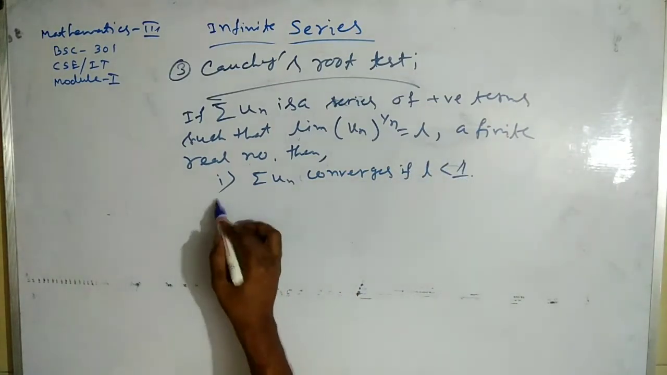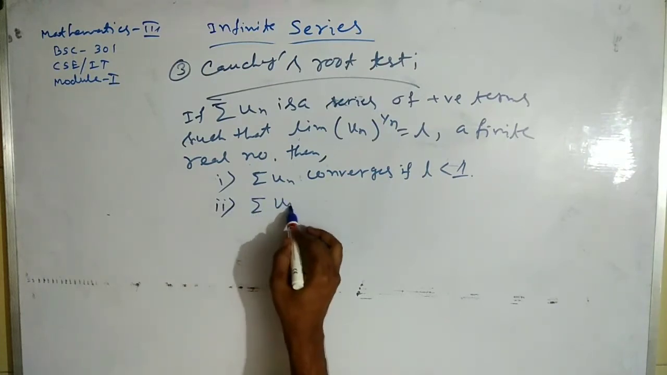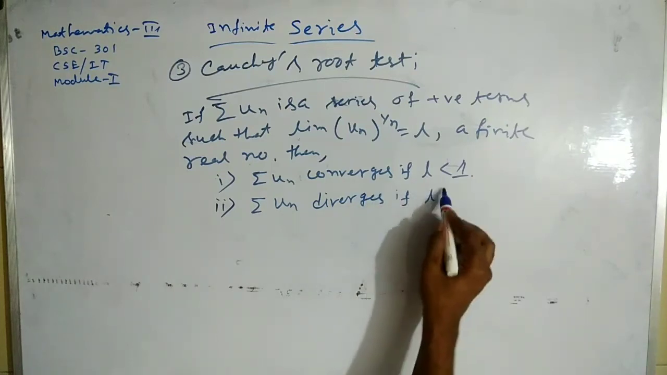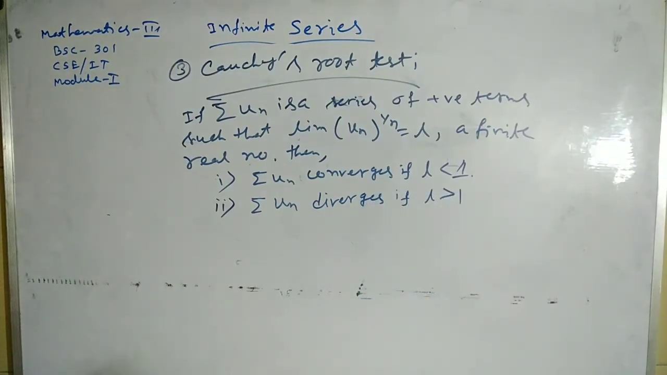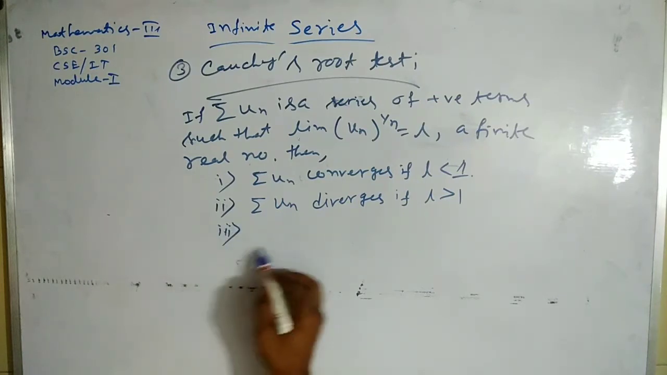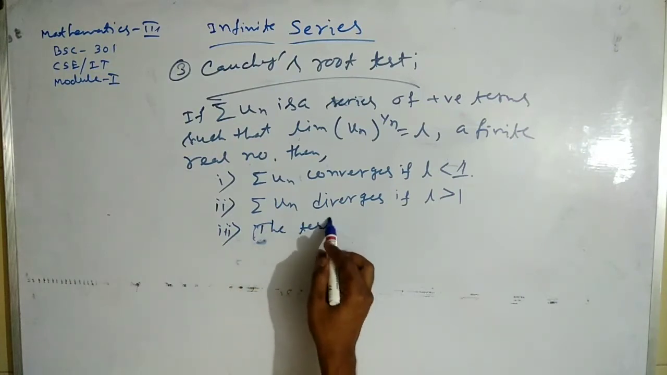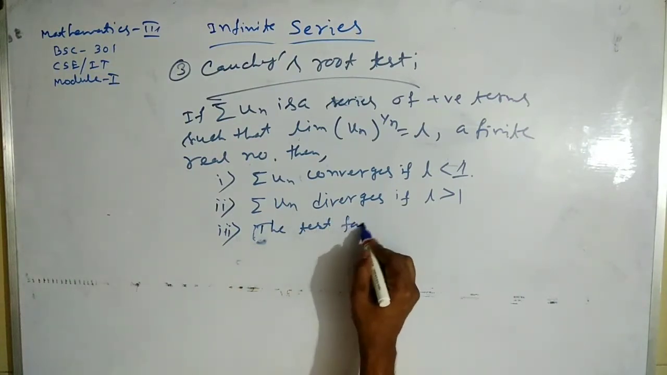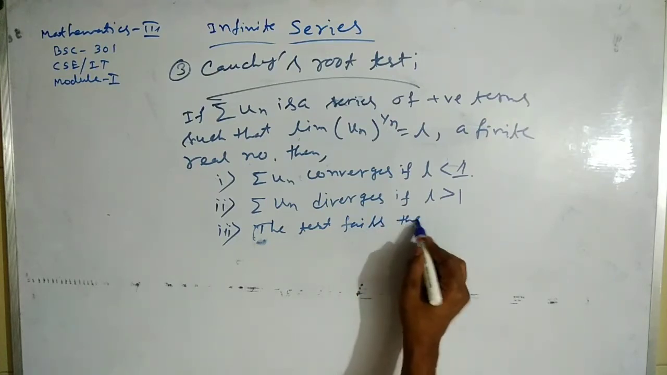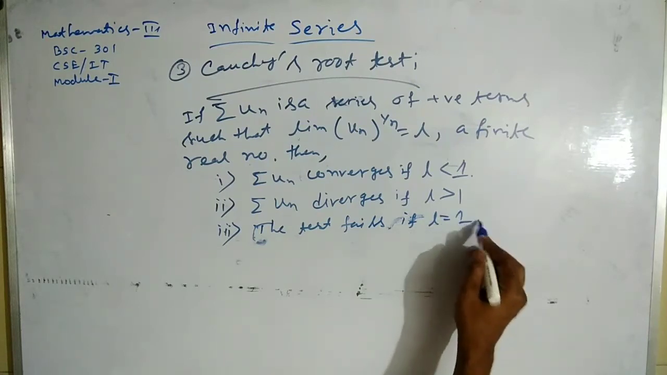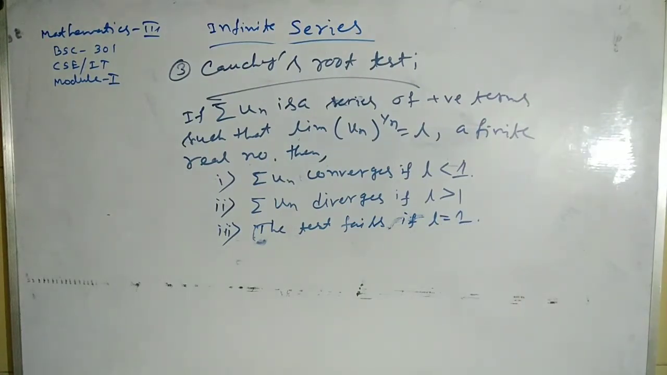Number 2, summation of un diverges if L is greater than 1. And number 3, the test fails if L equals 1. Okay, so from Cauchy's root test we can check the convergence and divergence of a series in this way.